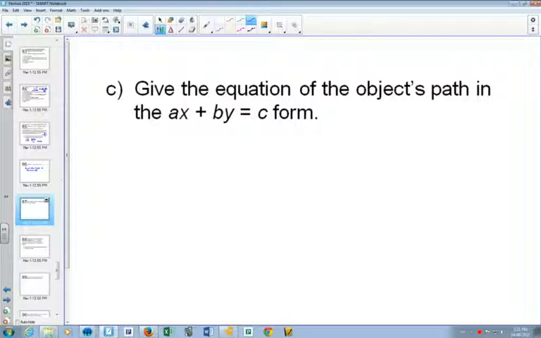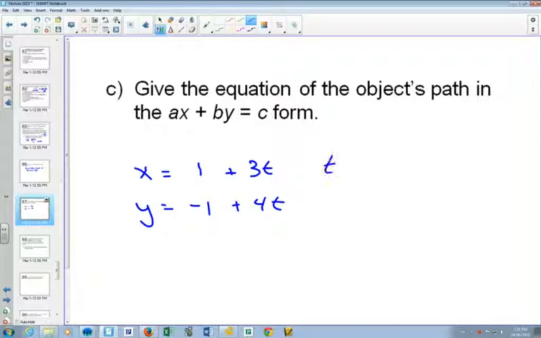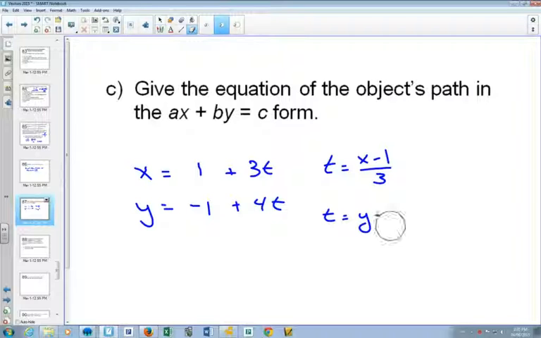How do we change from our vector equation to this type of equation? We could start with the parametric equations. We've got our x and our y. And we've got 1, -1 plus 3t, plus 4t. And then from there, we can solve for t in both of these cases. So the first one will be x minus 1 divided by 3. In the second one, we would get y plus 1 divided by 4.